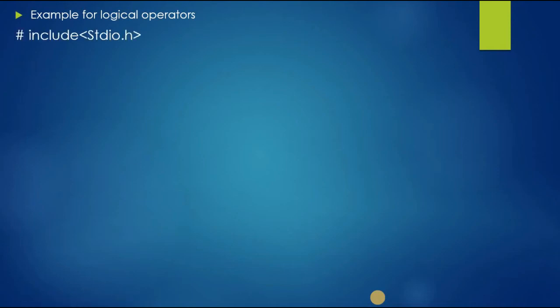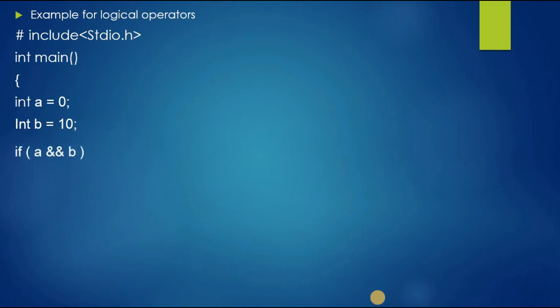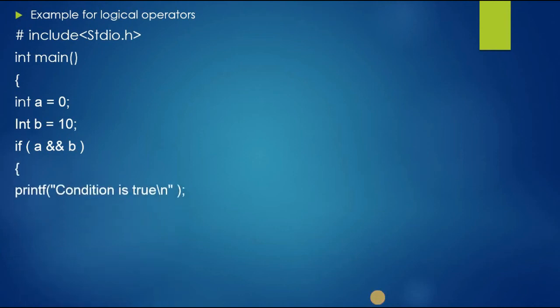Now we will see one example for the logical operators. First we declare the preprocessor command, then we declare the main function. Inside that we declare the variable A as 0 and B as 10. Then we check the condition for the AND operator, that is, if A AND B. In the brackets we write A AND B. Then we print a statement if the condition is true.